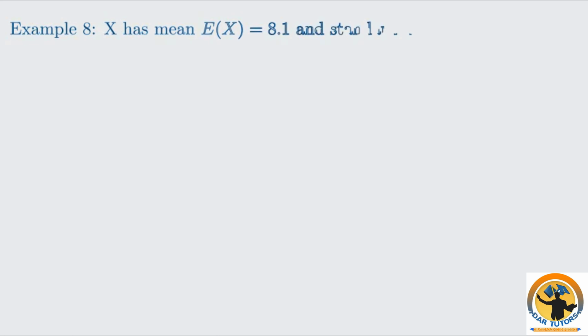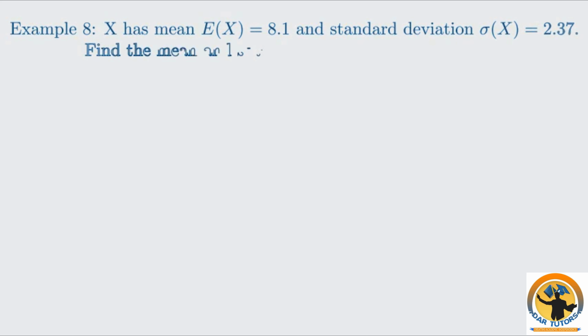Let's apply these properties to a concrete example. Suppose a random variable X has a mean of 8.1 and a standard deviation of 2.37. We want to find the mean and standard deviation of a new variable Y, which is defined as 4X minus 7. Here our constant a is 4 and our constant b is minus 7. We can use the formulas we just derived.